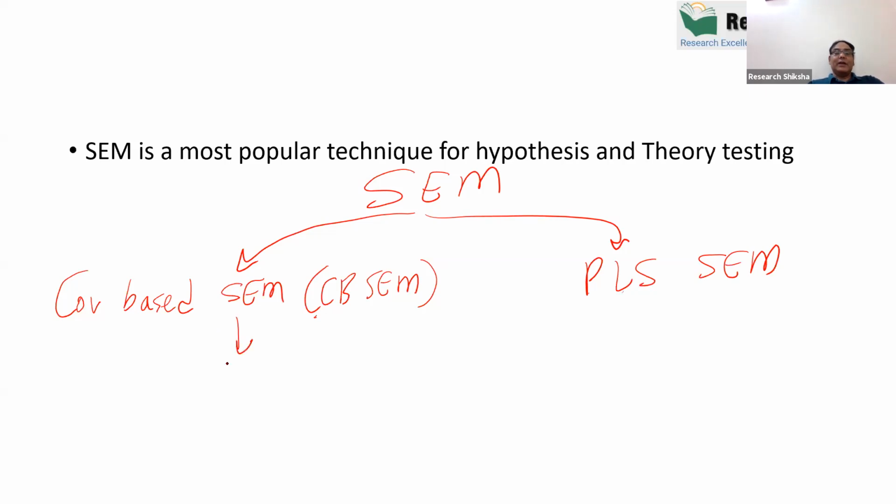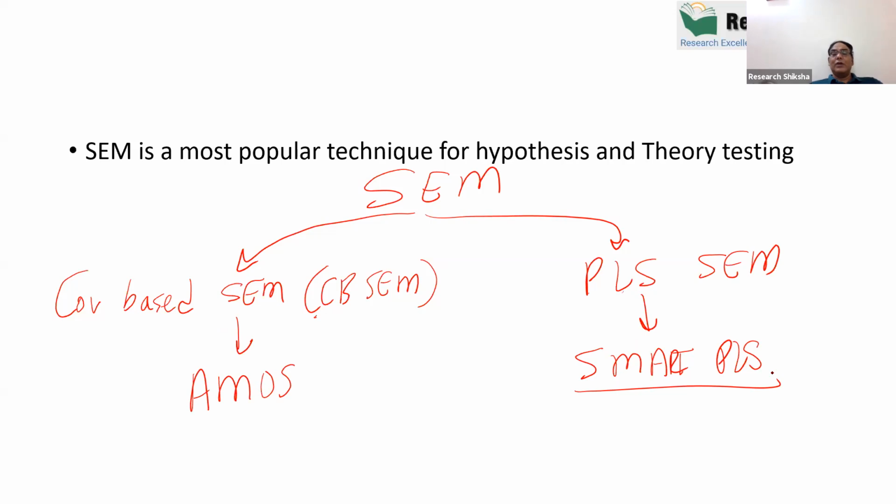CB-SEM can be tested with the help of software called AMOS, and PLS-SEM can be tested with the help of Smart PLS. So these are the two software packages which we are going to use today. I will show one example in Smart PLS also, and one example in AMOS also. So I will use both software packages today for demonstration.